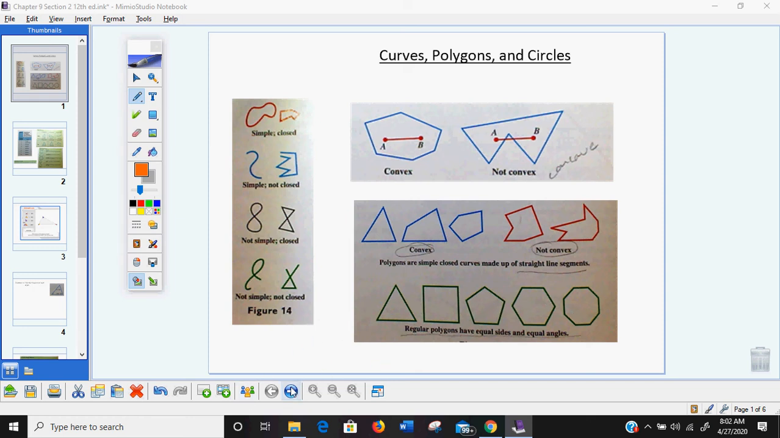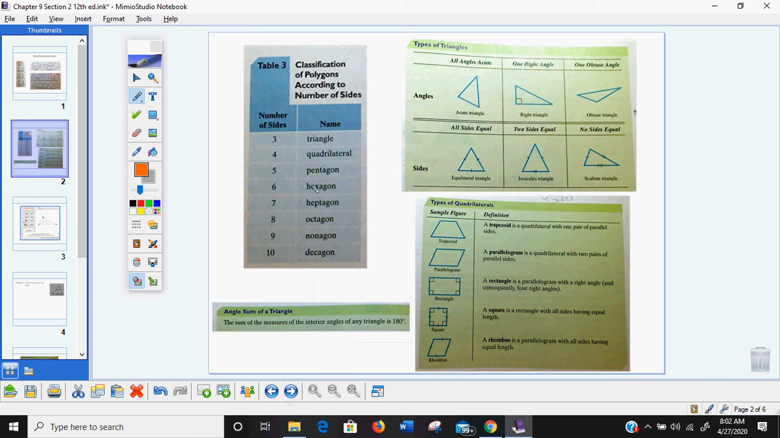We also name polygons based on the number of sides. 3 sides is a triangle, 4 sides is a quadrilateral, 5 sides is a pentagon, 6 is a hexagon, 7 is a heptagon, 8 is an octagon, 9 is a nonagon, 10 is a decagon.